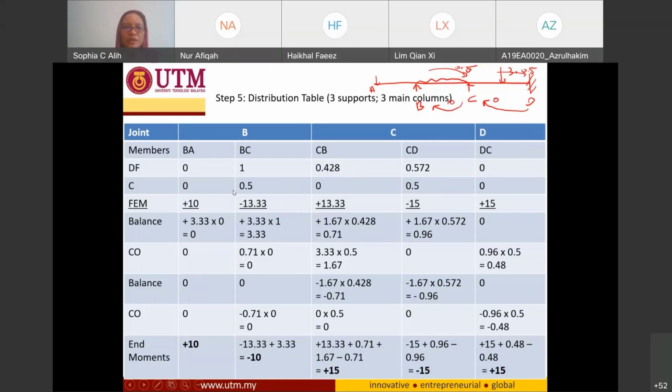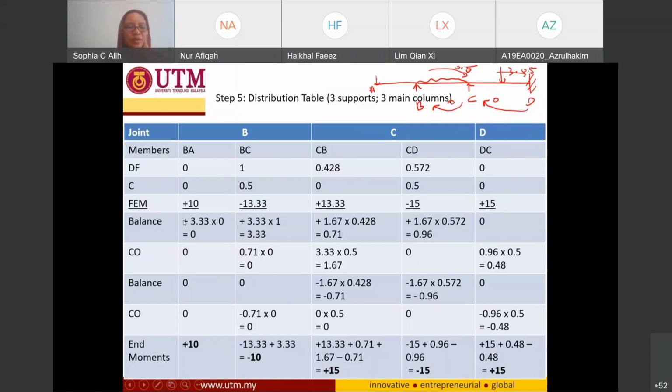Okay, so here for the carryover, of course, B to A is going to be 0 because it's a cantilever, and from B to C it is 0.5. From C to B is 0, so this is why I put 0. From C to D is 0.5, so this is why I put 0.5. And from D to C is going to be 0, so this is where I put 0. So now you just put all the carryover factors over here.